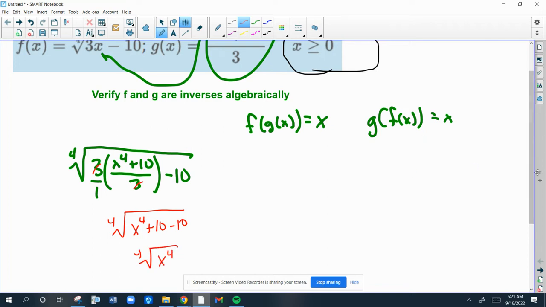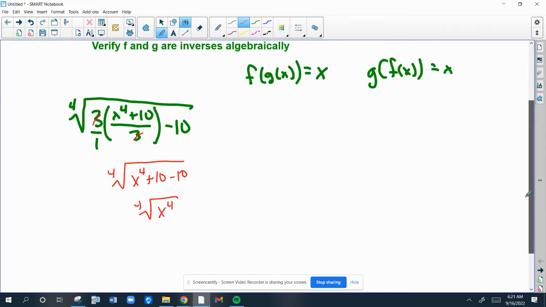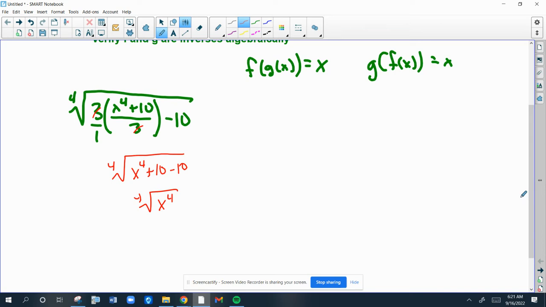And the fourth root of x to the fourth is, you usually right away think it's x, but it's really the absolute value of x. But remember, we restricted the domain for x is greater than 0, so the absolute value of x for x greater than 0, since it's positive, is just x anyhow. So because x is greater than 0, you can say that the fourth root of x to the fourth is x. So that's a check right here. Now we have to do this one.